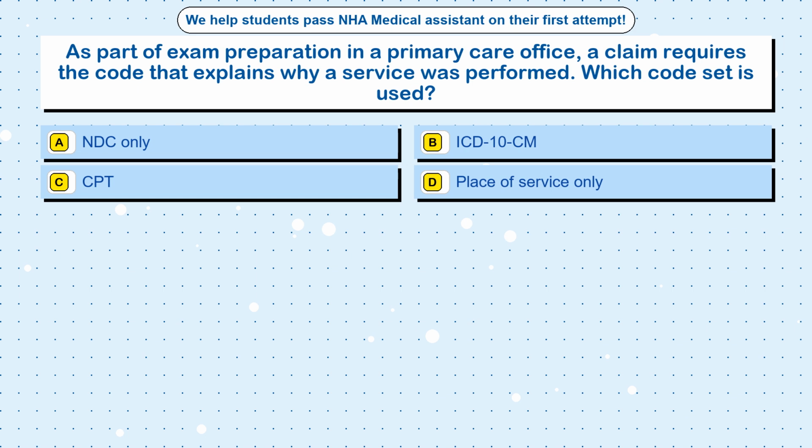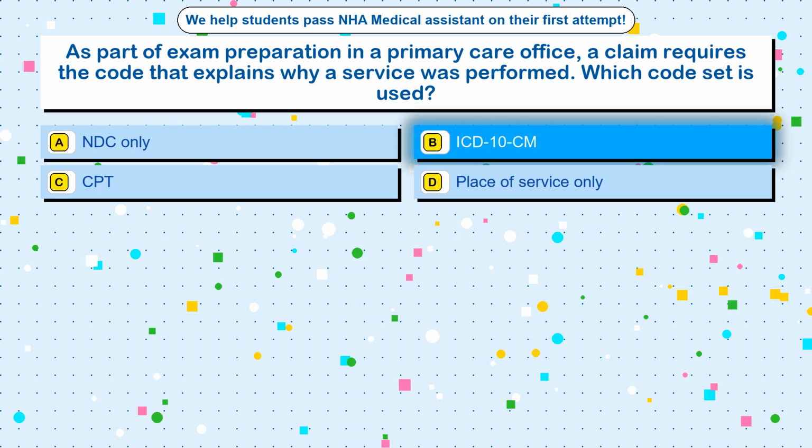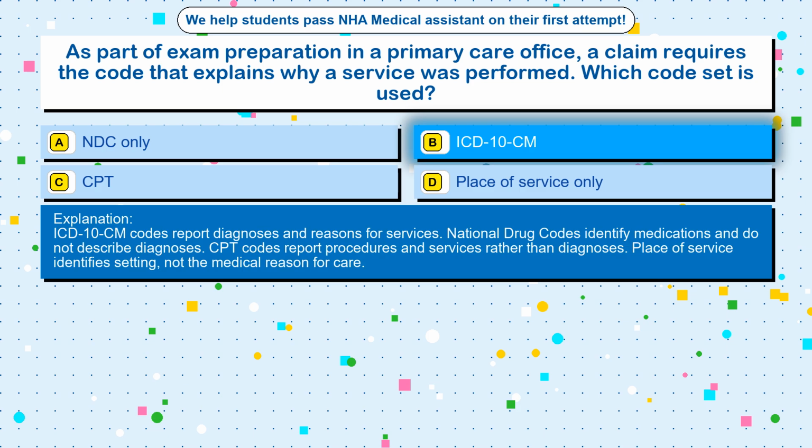Question 55. As part of exam preparation in a primary care office, a claim requires the code that explains why a service was performed. Which code set is used? Option A, NDC only. Option B, ICD-10-CM. Option C, CPT. Option D, place of service only. The correct answer is option B, ICD-10-CM.